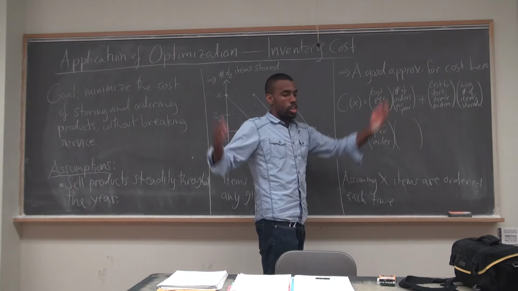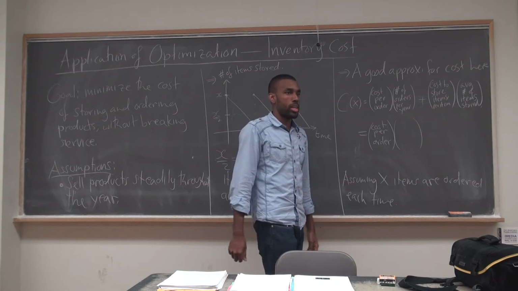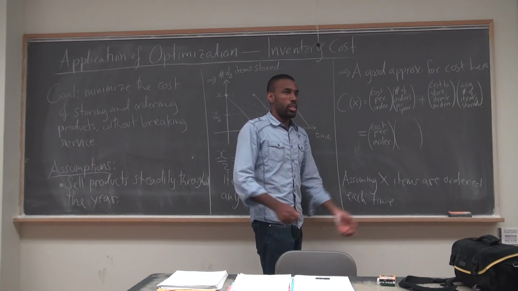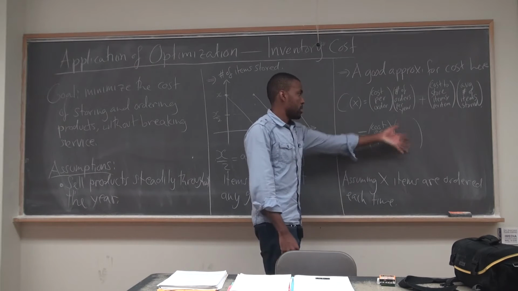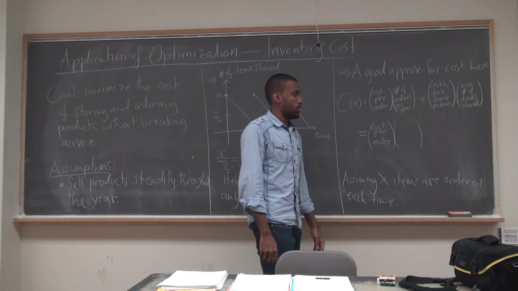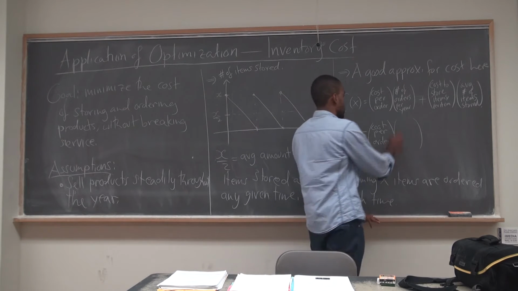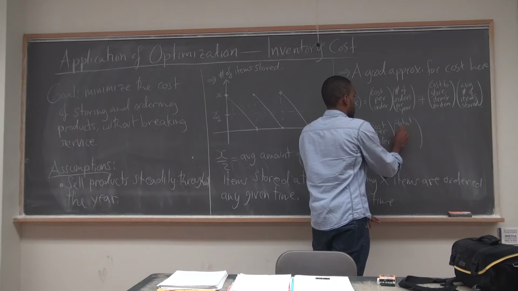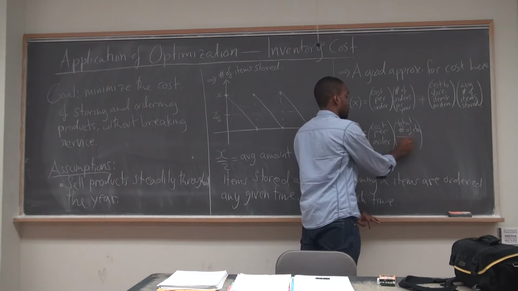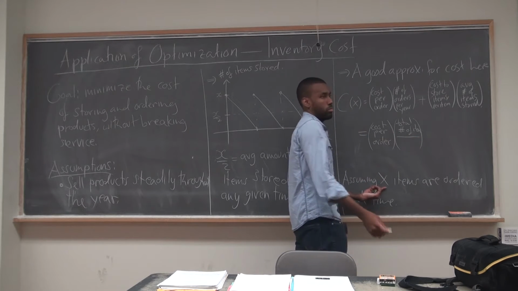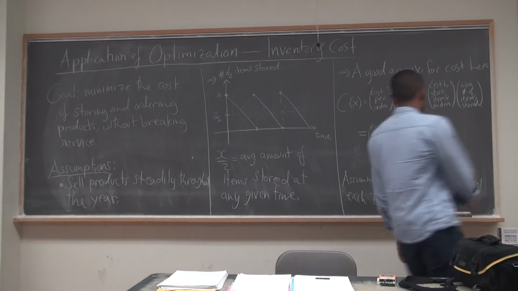Let's say I sell 100 items over a year and I order 5 items at a time. How many orders would I have made? 20. How'd you get that? 100 divided by 5. Okay, so give me a general formula. Total number of items divided by the number of items you order, which is X. Okay, so you have that function.